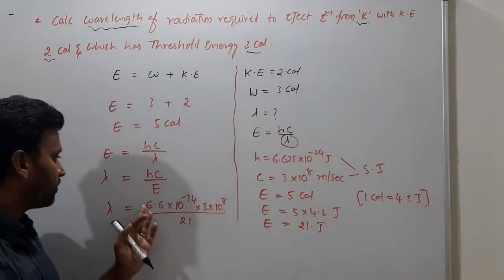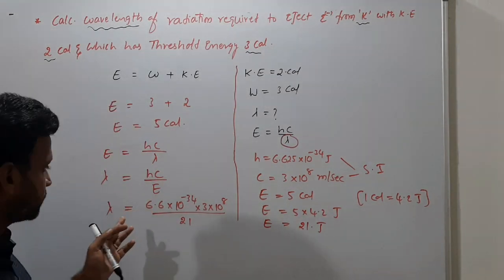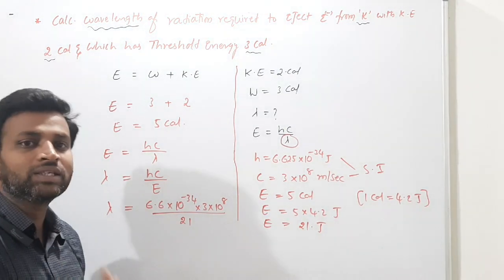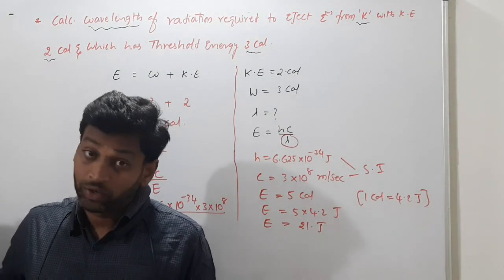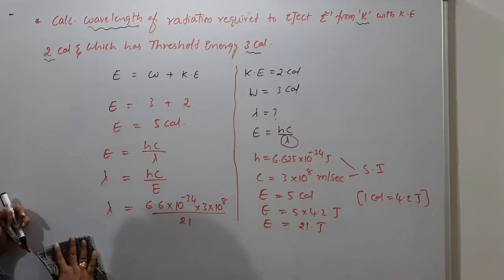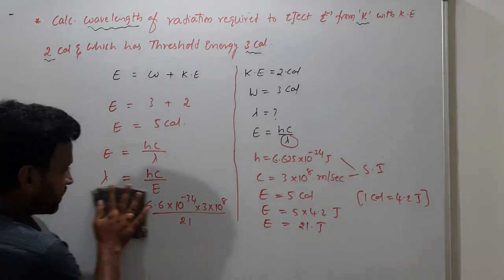So lambda I am calculating by using this formula. Lambda is equal to hc by E. In this way you can solve numericals. Okay, so next, just have a look and write down all these things. Very, very important.